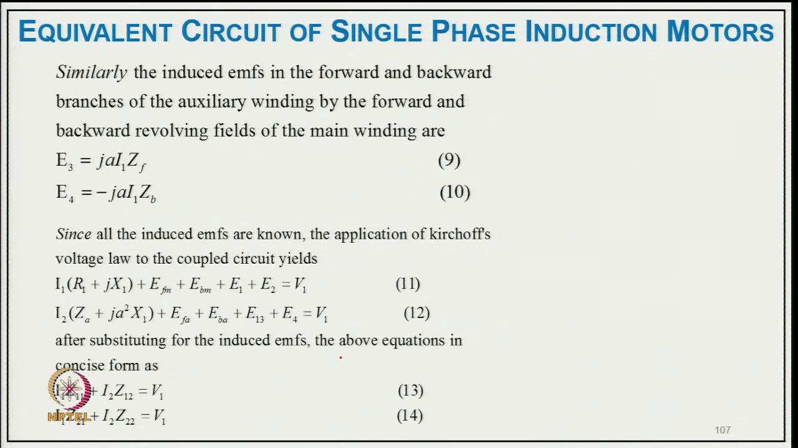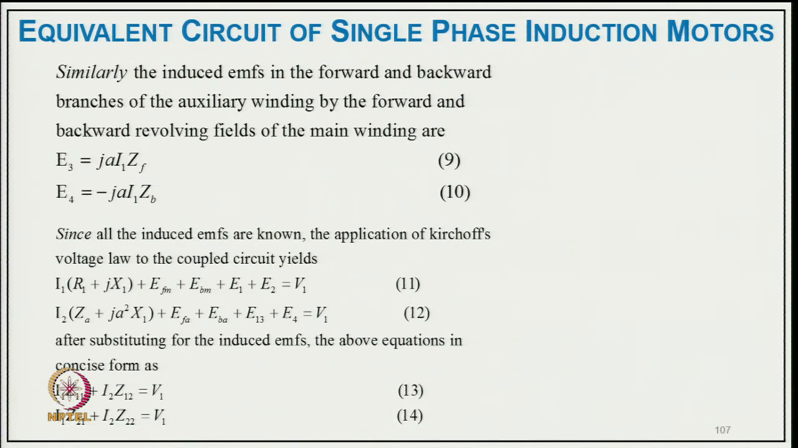So, similarly, the induced EMF in the forward and backward branches of the auxiliary winding can be resolved into the main winding. So, E3 is equal to j I1 ZF and E4 equal to minus j I1 ZB. Since all the induced EMFs are known, the application of Kirchhoff's voltage law to the circuit gives I1 (R1 plus jX1) equal to V1. Similarly, for the auxiliary winding also equal to V1.